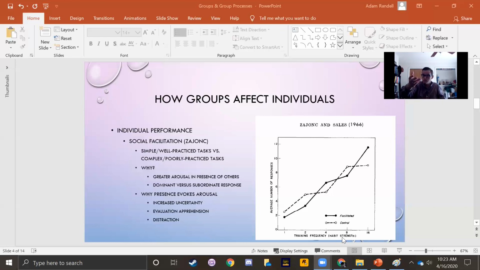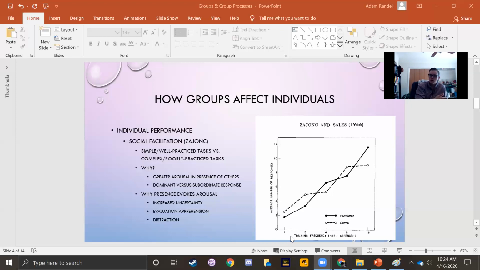So as in the study, they used practice to differentiate between dominant and subordinate response. When pronouncing a word was well practiced, that becomes a dominant response. When it was poorly practiced, that's a subordinate response. So Zajonc makes the argument that when arousal goes up, dominant responses are facilitated, subordinate responses are impaired. And this is why social facilitation, according to Zajonc, occurs.